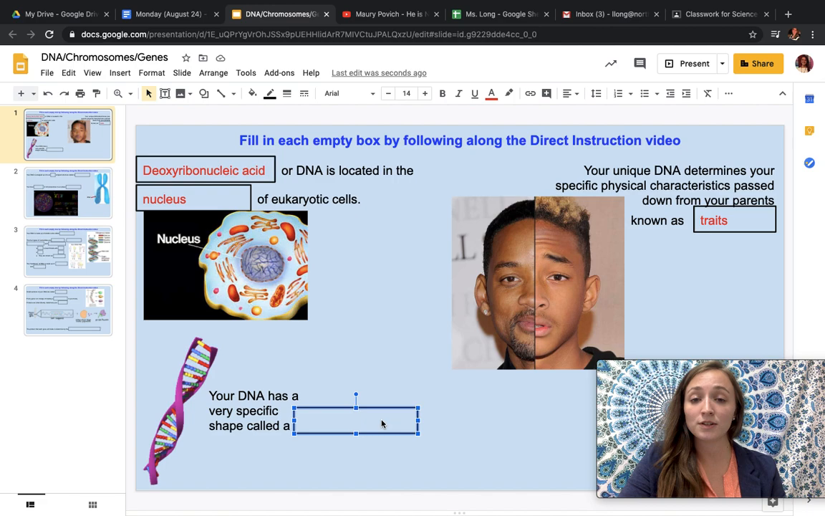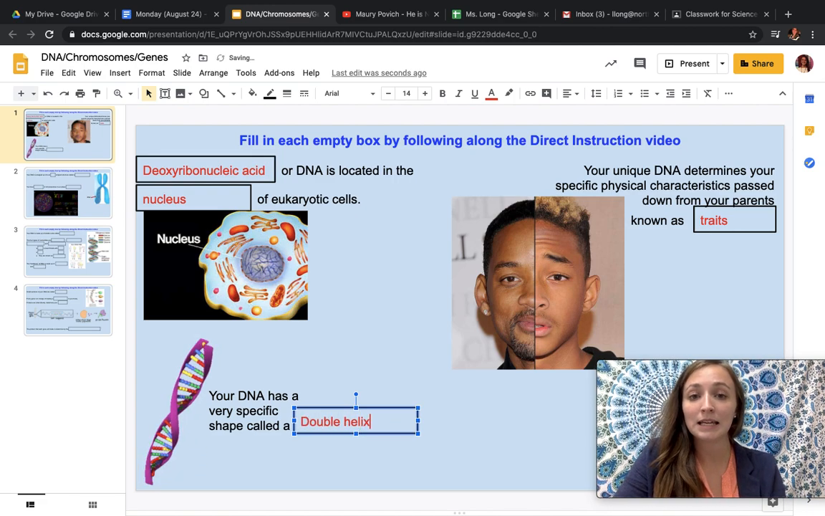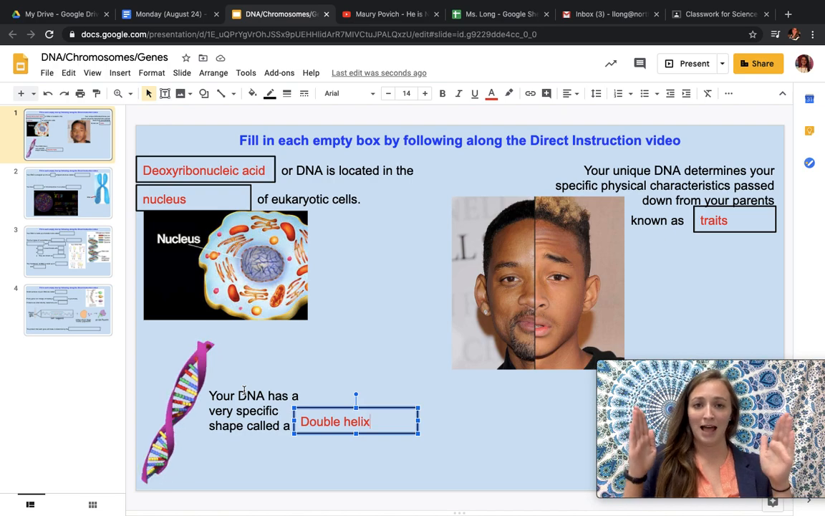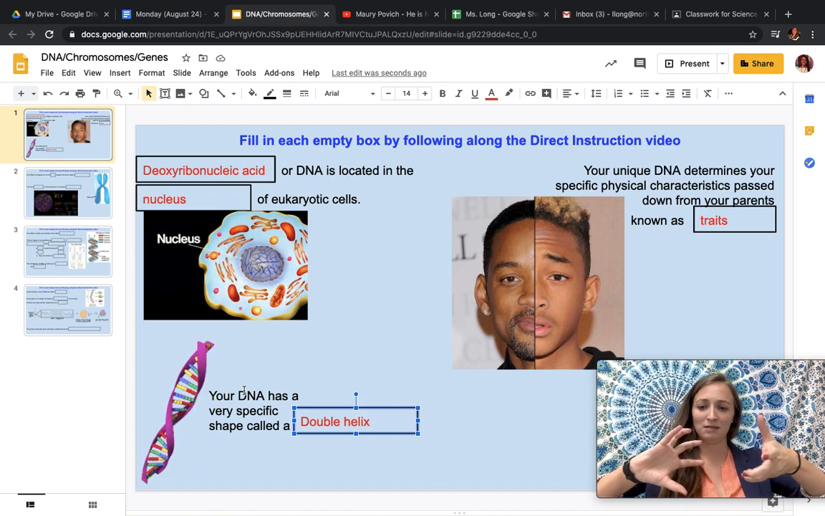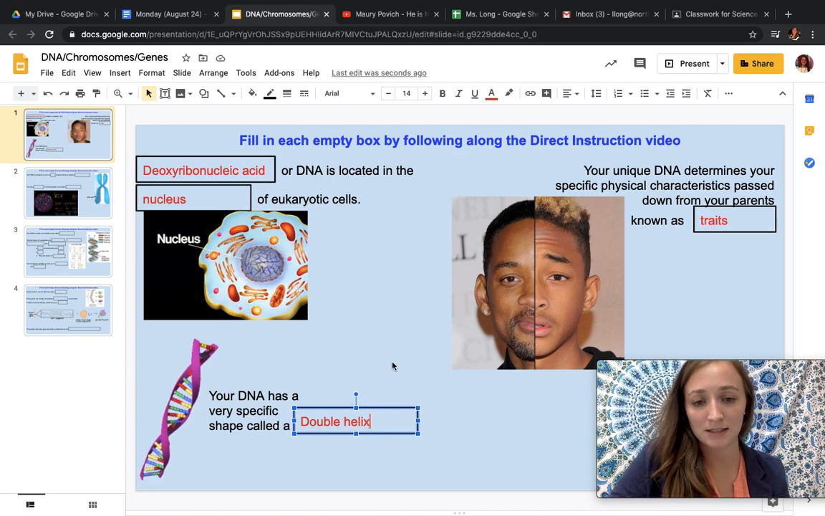Your DNA also has a very specific shape called a double helix. So this right here is a GIF of your DNA. It looks kind of like a ladder if you took a ladder and twisted it. So you've got the edges and it's got like almost the steps of a ladder going up. It's called a double helix is the shape.